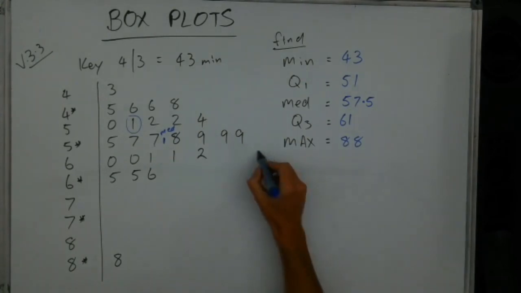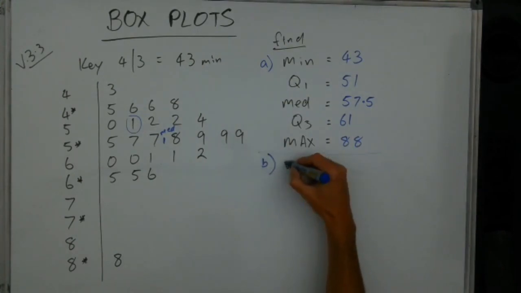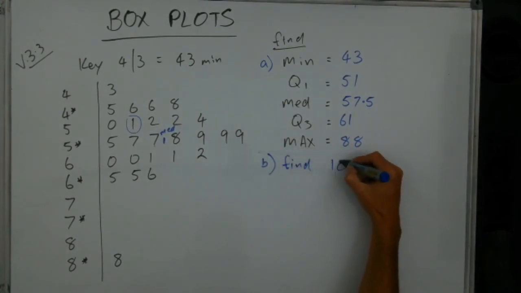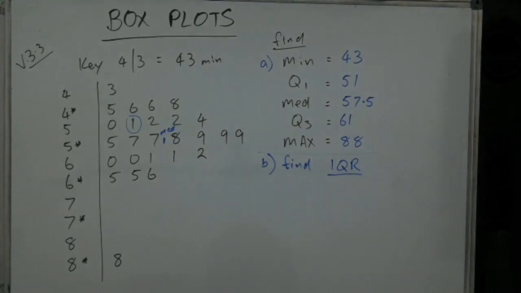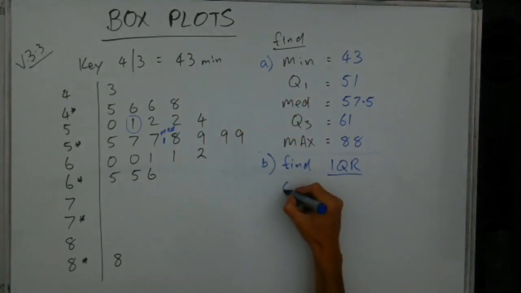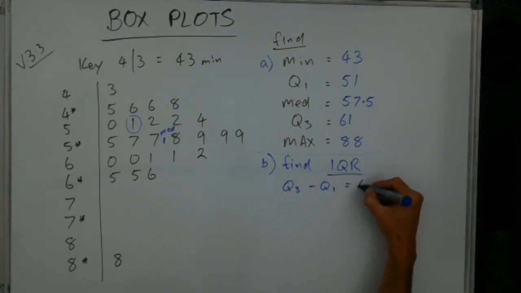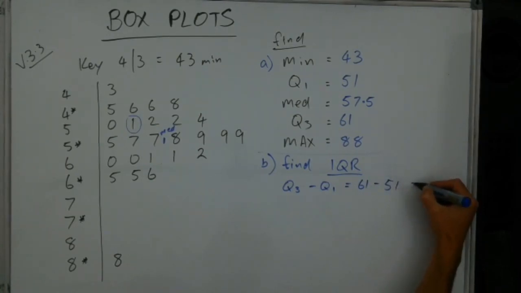The next part, so that's part A. B is find the interquartile range. So remember that is just Q3 subtract Q1 equals 61, take away 51, so that's 10.